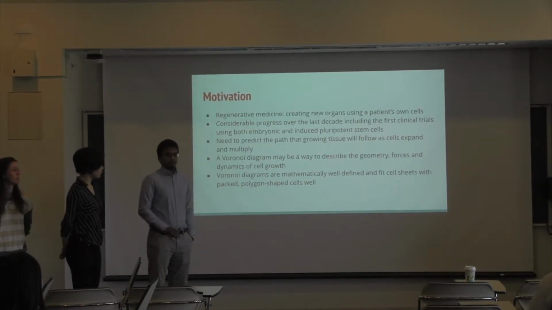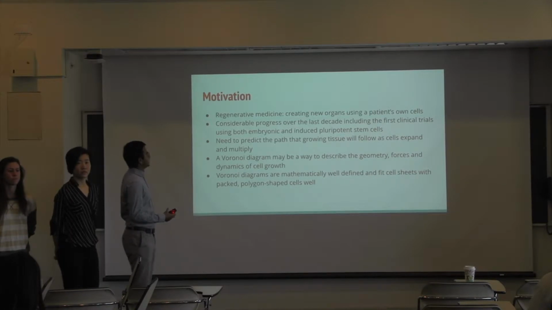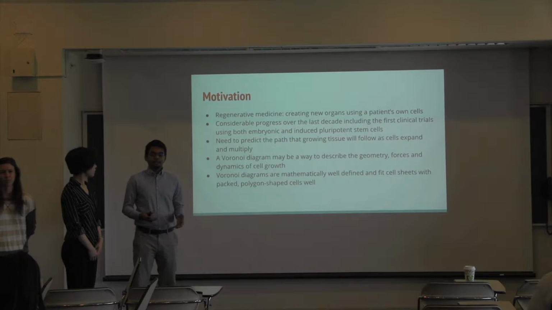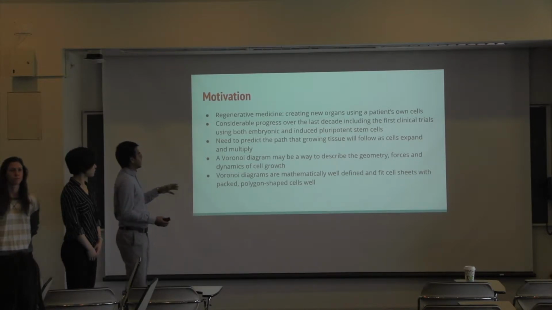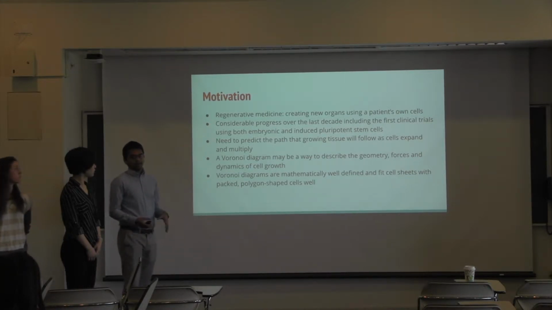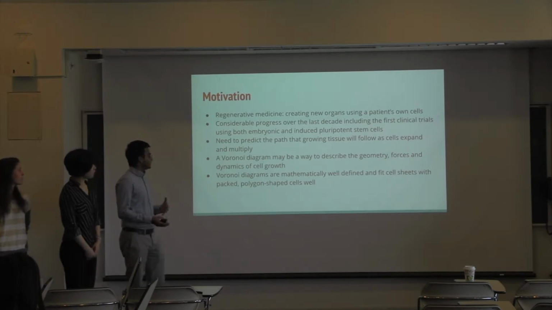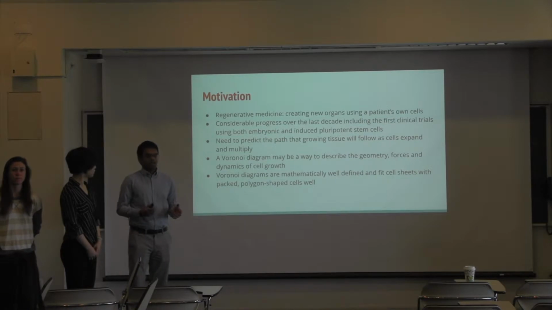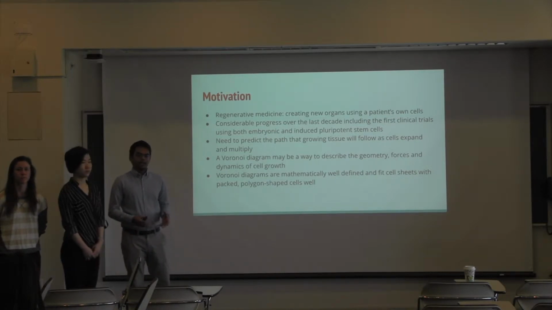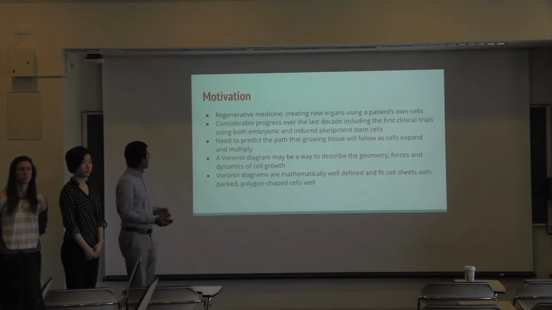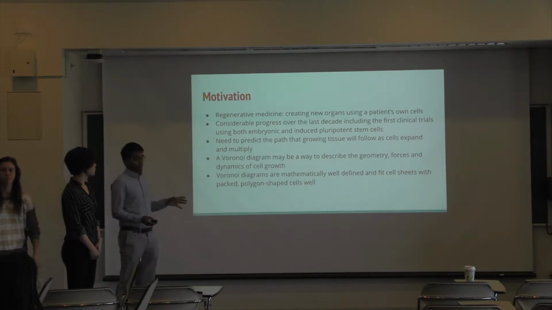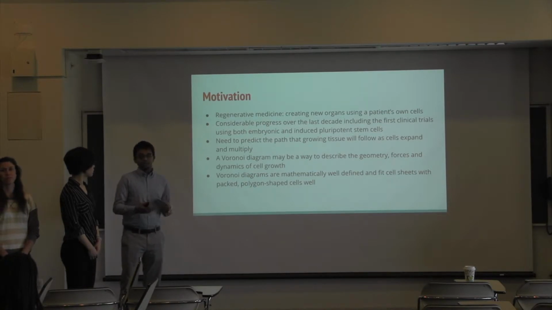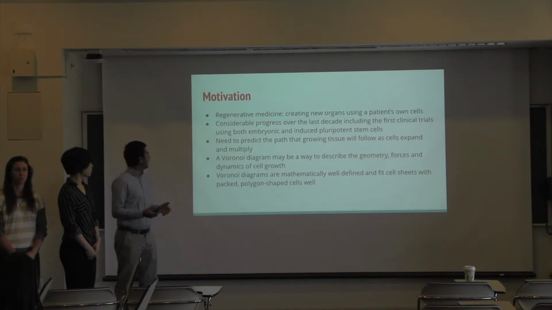The field of regenerative medicine, which attempts to create new organs by using a patient's own cells, has seen a lot of progress over the last decade, including the first clinical trials using both embryonic and stem cells. Yet there's still considerable strides which need to be made before these treatments which regenerate or replace human cells can establish normal function. As part of that engineering process, we need to be able to predict the path that the growing tissue is going to take as the cells are multiplying and growing.